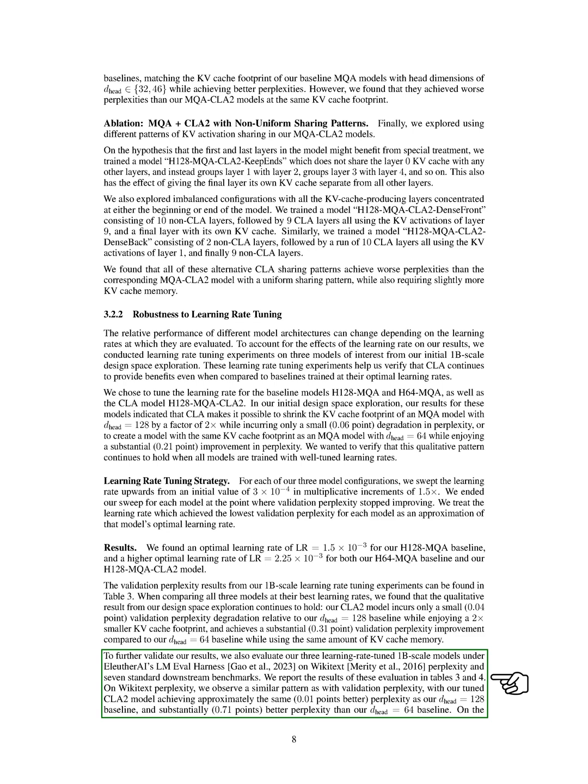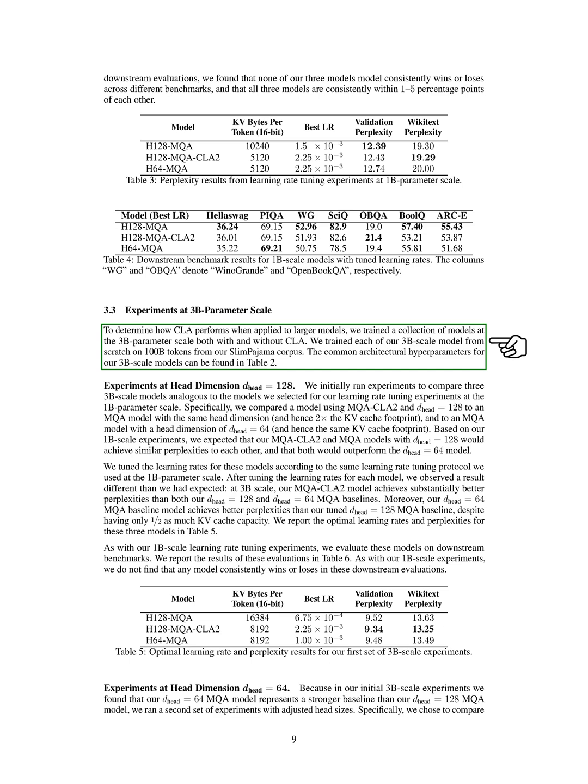Section: Experiments at 3B parameter scale. In this section, we conducted experiments at a 3B parameter scale to see how well CLA performs on larger models. We trained various models at this scale, both with and without CLA, starting from scratch with 100B tokens from our SlimPajama corpus. We used common architectural hyperparameters for these models.